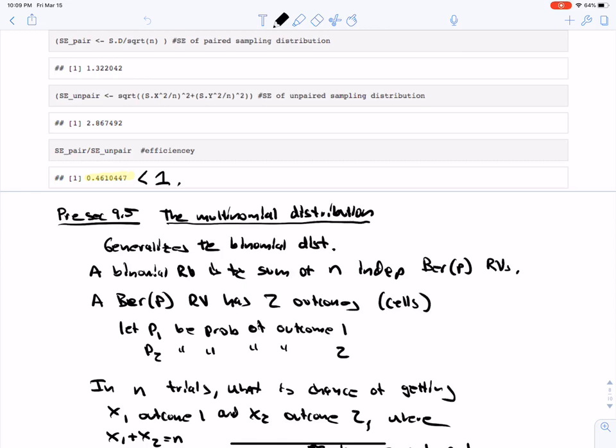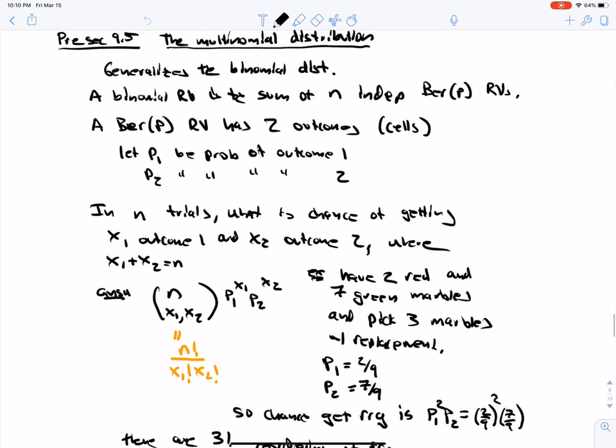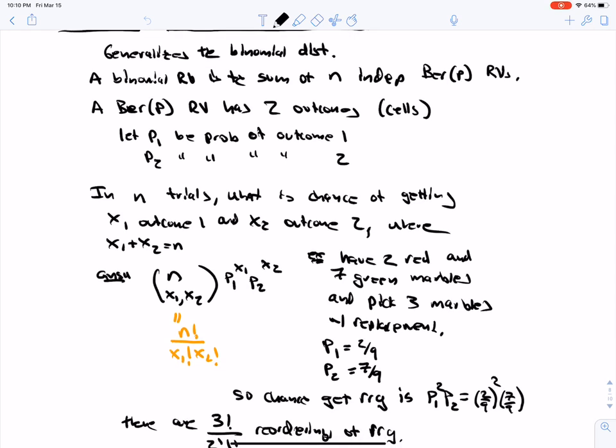Let P1 be the probability of outcome 1, P2 the probability of outcome 2. If you have n trials, what's the chance of getting x1 of outcome 1, x2 of outcome 2, where x1 plus x2 is n? The answer to this is exactly the binomial formula, which you can write as n choose x1, x2, P1 to the x1 power, P2 to the x2 power.